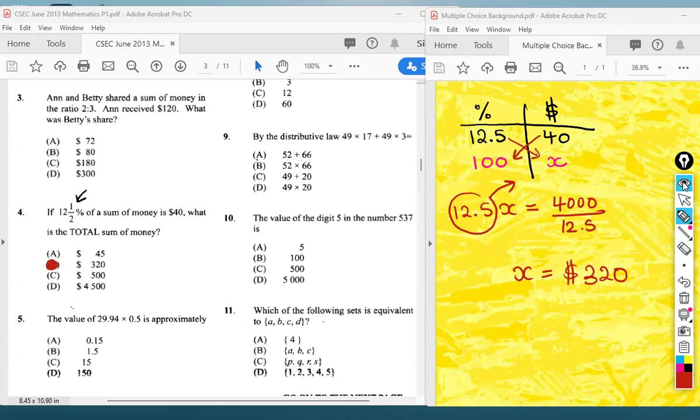Now number 5 is super easy, right? It is asking to approximate the value. 29.94 is almost 30. And 0.5, well, it's the same thing as a half. How much is a half of 30? The answer is clearly C. Not too sure why that question is so easy, but let's not complain.